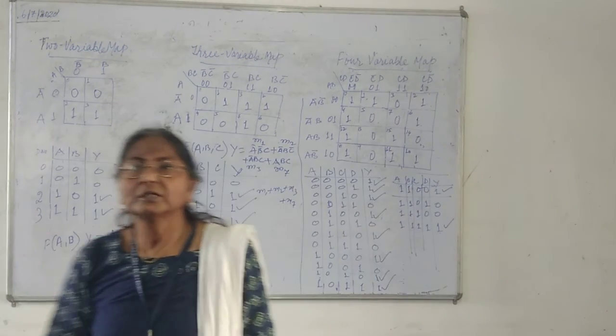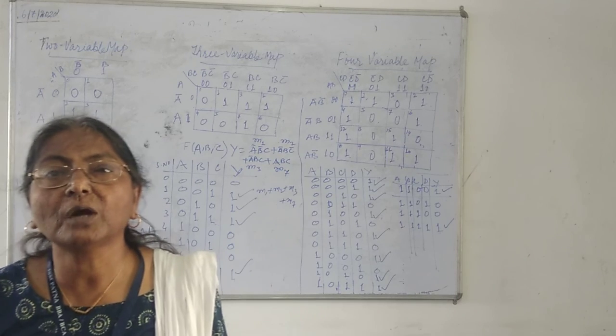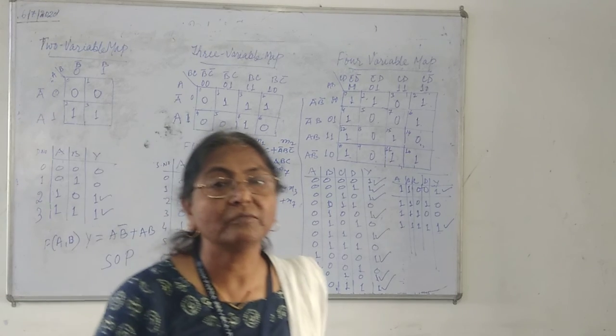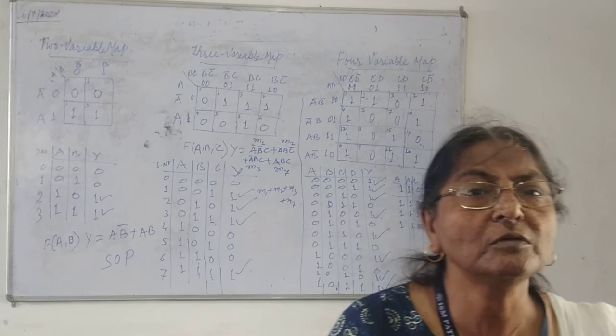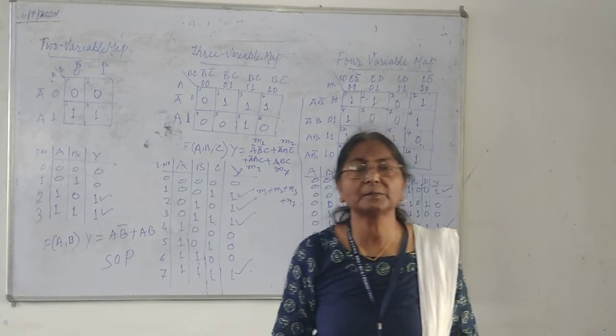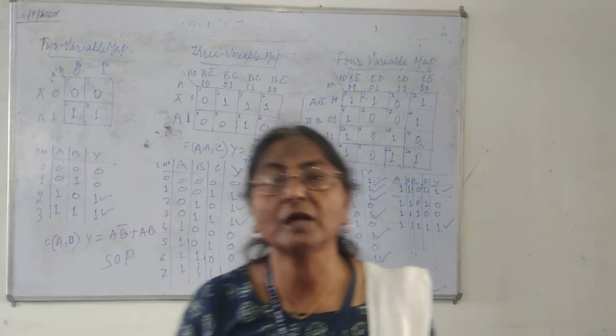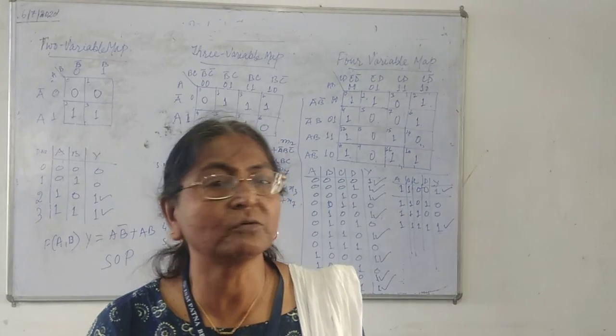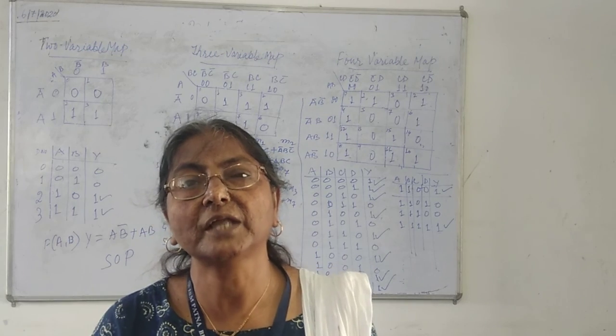Okay students, so today I have explained how to convert a given truth table or a given function into the form of a K-map. Tomorrow I will explain how to simplify the map and how to get a simplified Boolean equation, and we will design the circuit with that simplified equation.